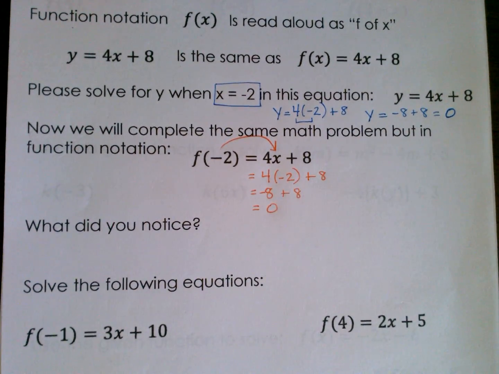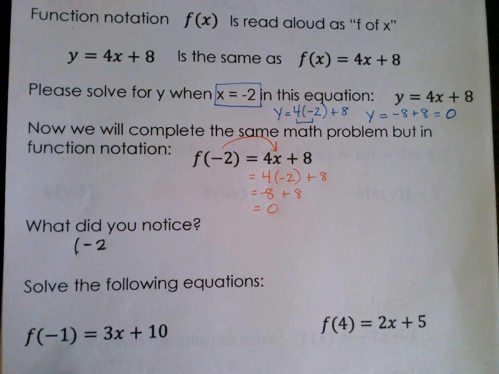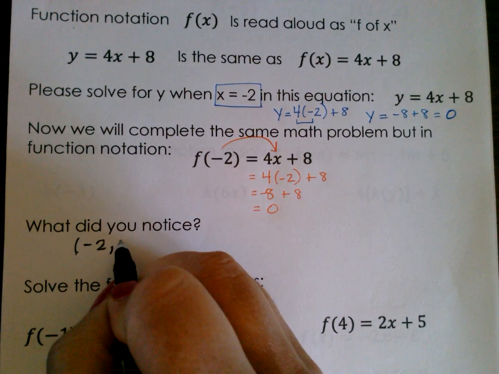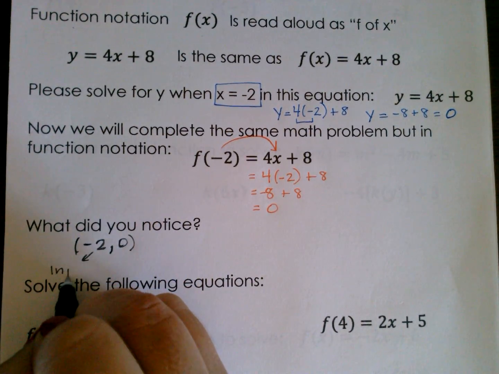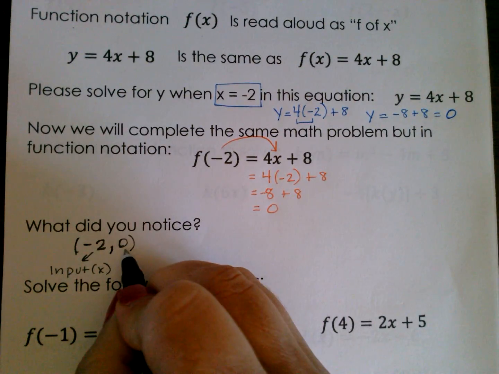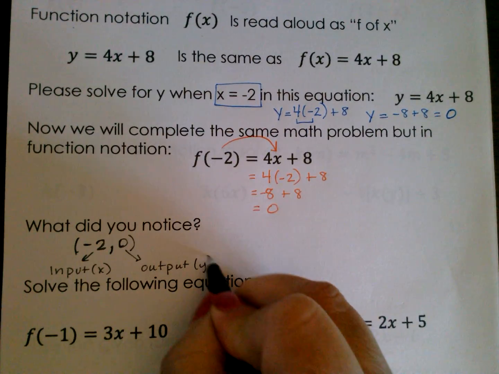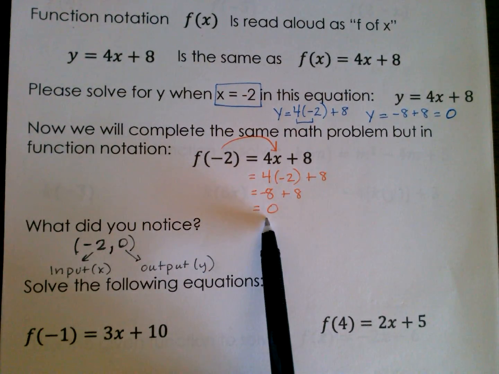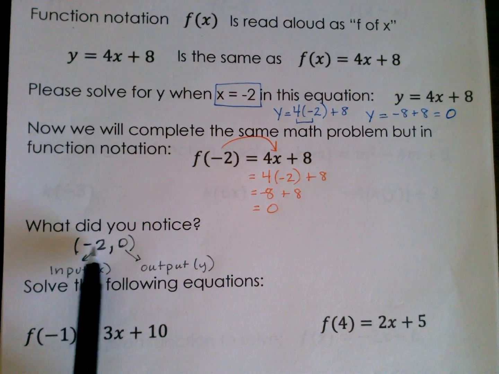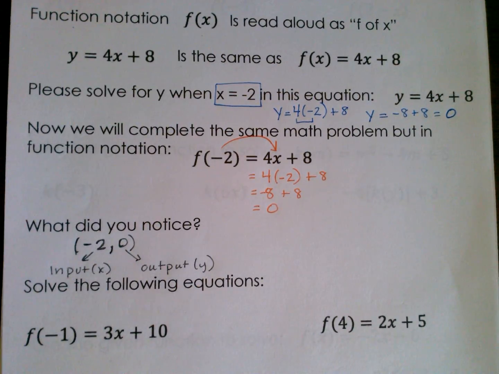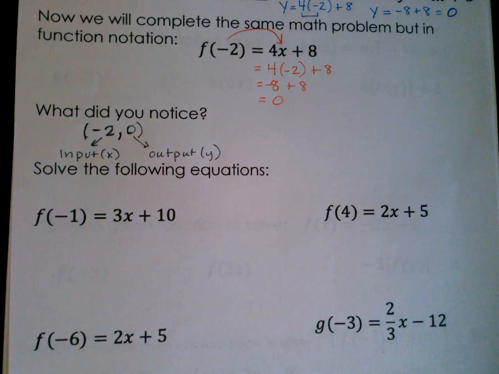So what do we notice? I notice that every time I put x as negative 2 into the math problem, my y, or solution, was 0. This was my input, the x, resulting in that as my output, the y. If I use slope-intercept form that you talked about last year, or function notation, if x is negative 2, y will equal 0. So these are pretty straightforward problems.